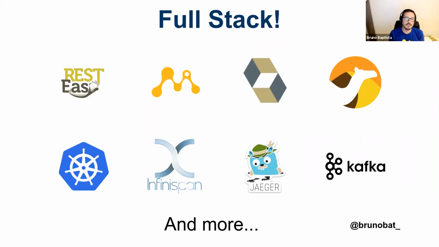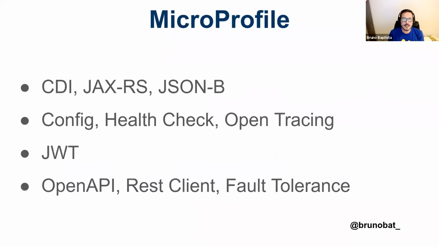JAX-RS, all the MicroProfile libraries that you can use, Camel for integrations, and a bunch of other extensions that you can use with Quarkus. About MicroProfile, it's based on CDI, has, as I mentioned, JAX-RS and JSON-B for JSON serialization, and you also have a lot of other features that come with MicroProfile, like config and health check.